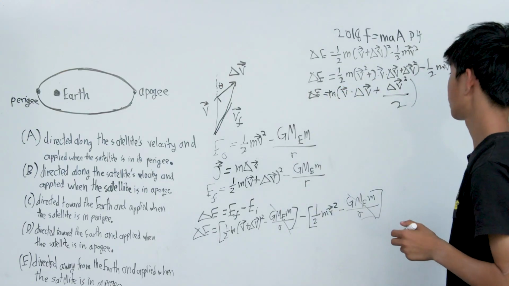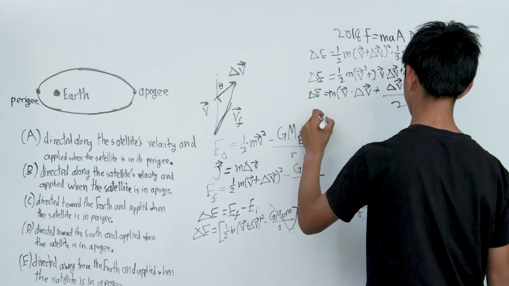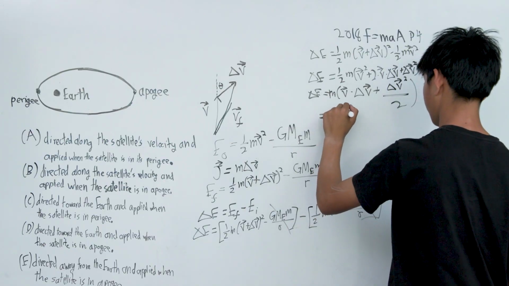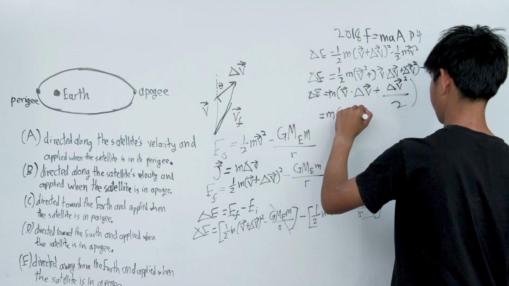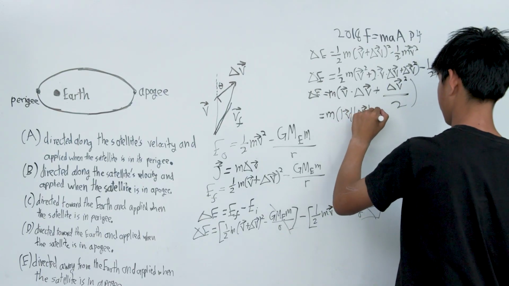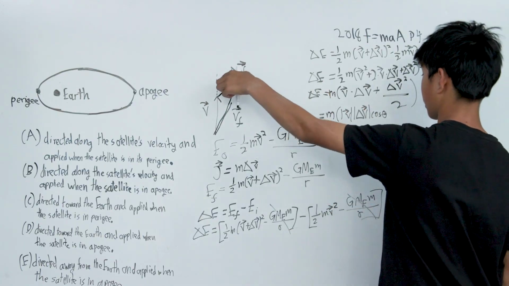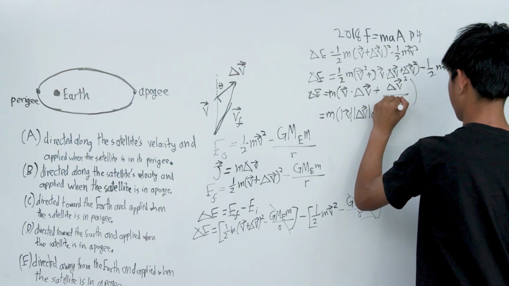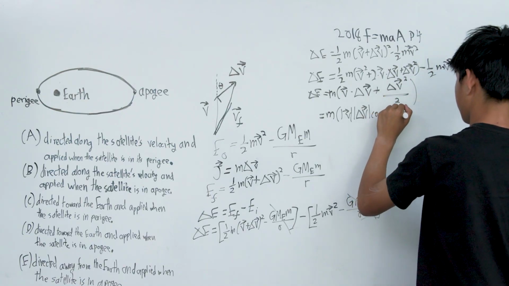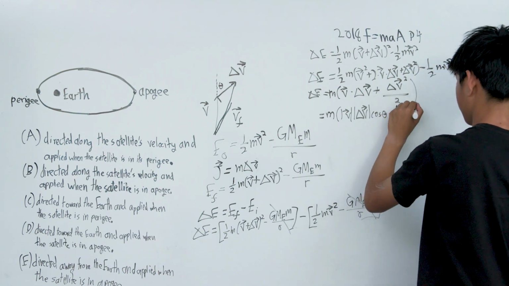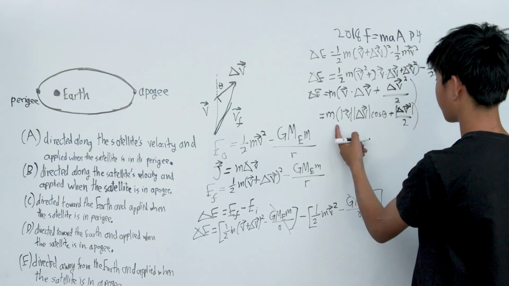So then this can again simplify to m times the absolute value of v times the absolute value of delta v times cosine theta, this angle theta, plus delta v squared over 2, in absolute value. So here we have it.